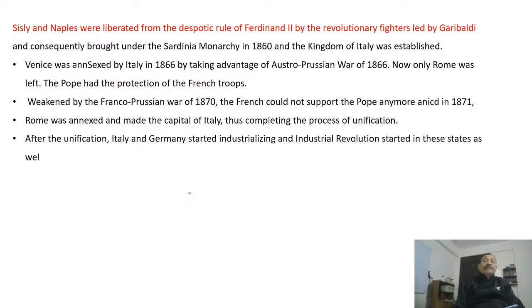Sicily and Naples were liberated from the despotic rule. क्या याद रखेंगे कि सिसिली और नेपल को डेस्पोटिक रूल से स्वतंत्रता मिल जाती है, ऑफ फर्डिनेंड सेकेंड, बाय रेवोल्यूशनरी फाइटर्स, बाय गैरिबाल्डी. सबसे पहली बार किससे आजादी मिलती है? आजादी दिलाता कौन है? गैरिबाल्डी.